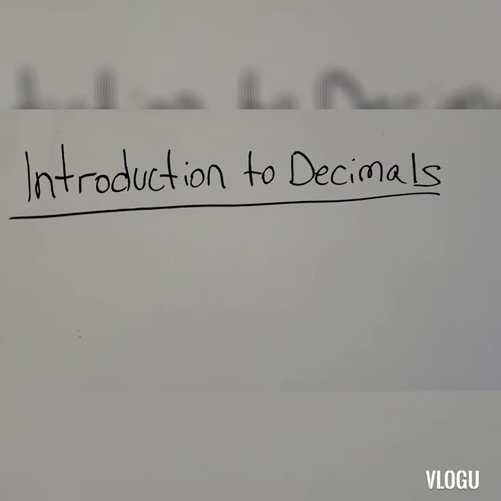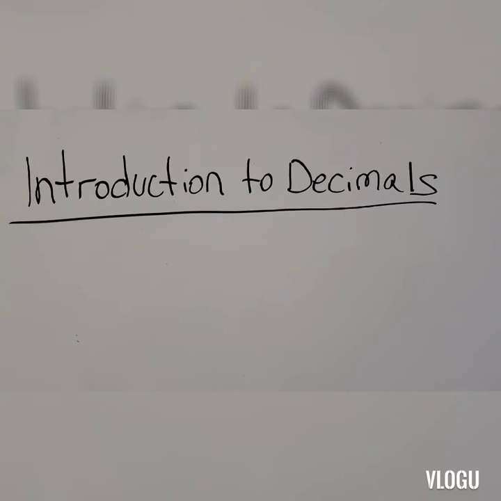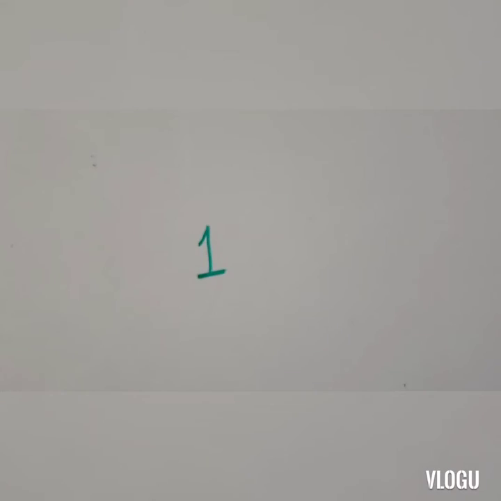Fourth level, we are going to be talking about an introduction to decimals. Let's talk about what a decimal is. First of all, let's talk about place value. We all know that green represents the units of a number.